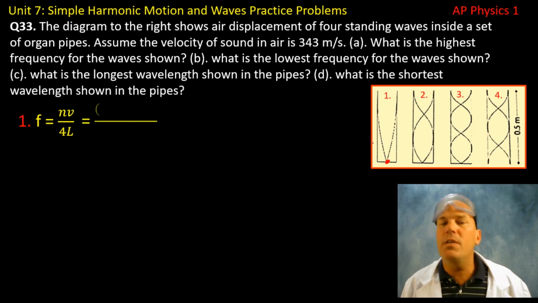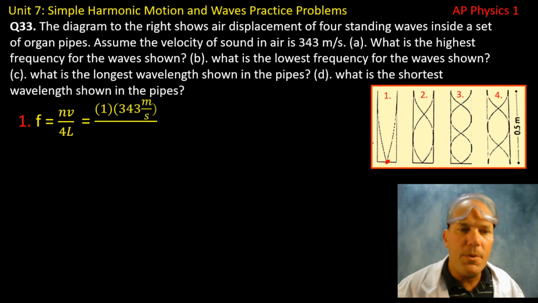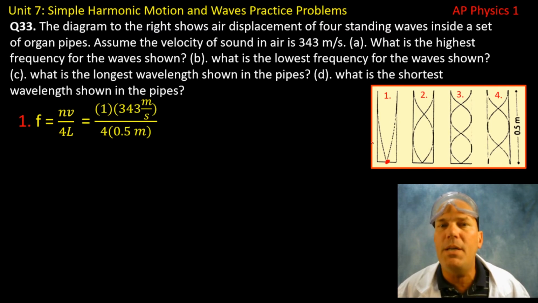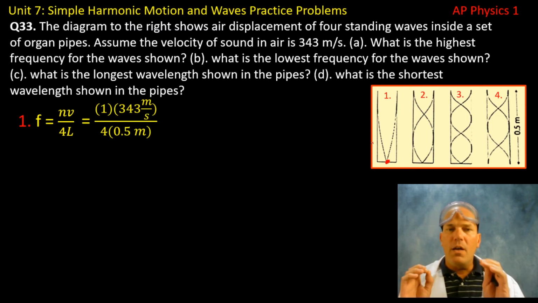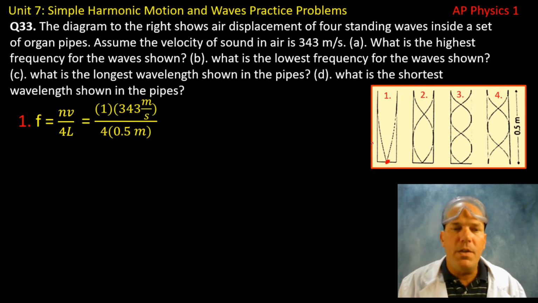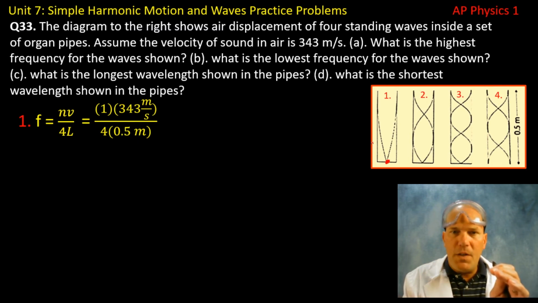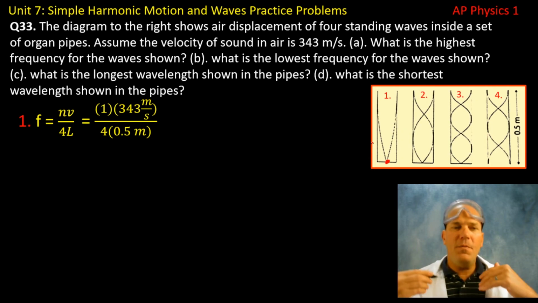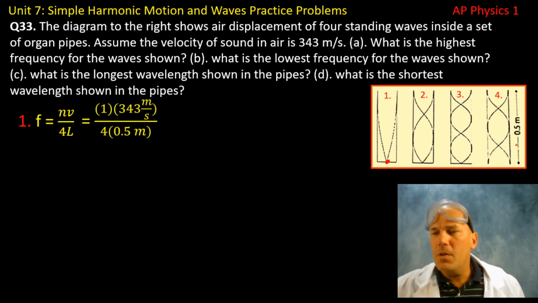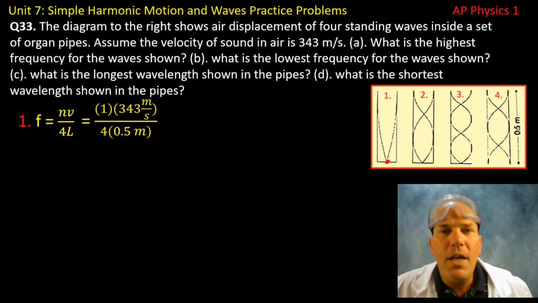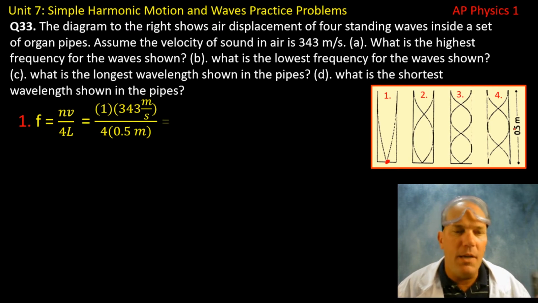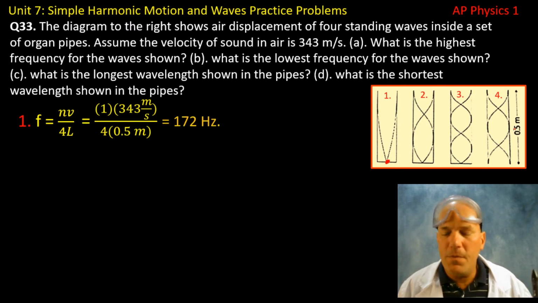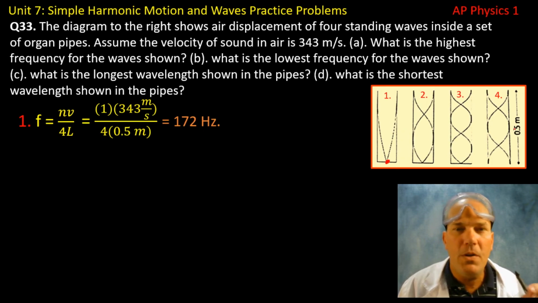So, using this equation and the values given in the problem, including the speed of sound in air, 343, and we have our fundamental harmonic n equals 1. We also have 4 in the denominator for reasons I've already gone through repeatedly. And for the length, we are told for all 4 of these, their length is 0.5 meters. That's where that came from. So now we can calculate the frequency to be 172 hertz.